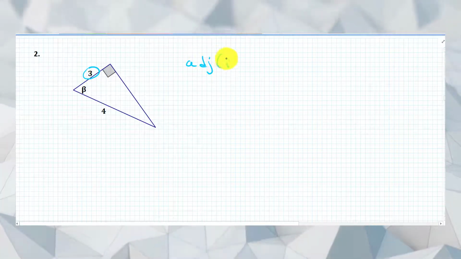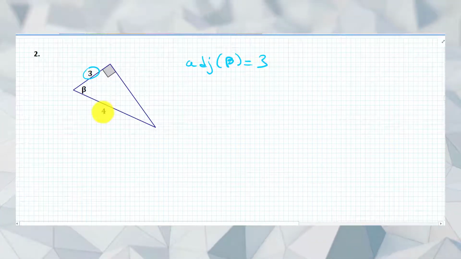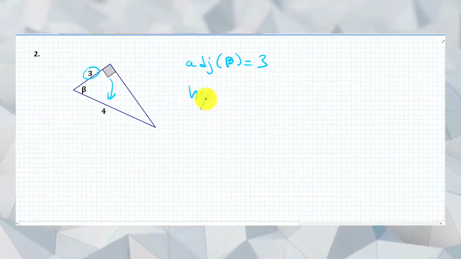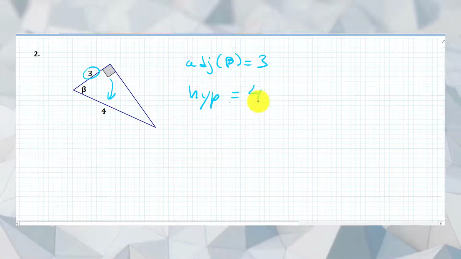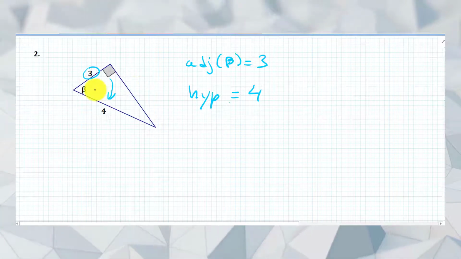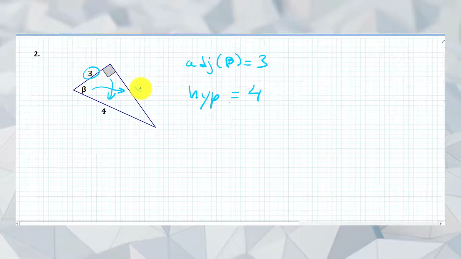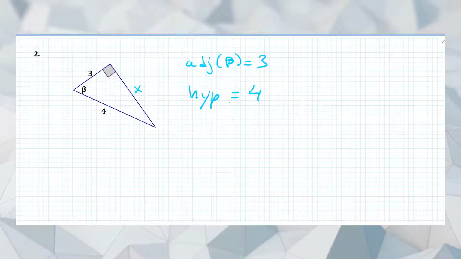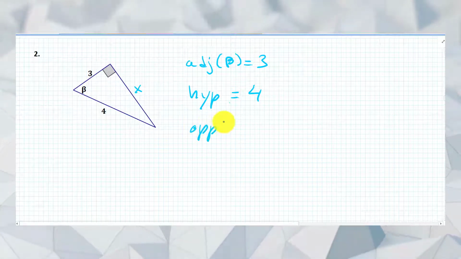The adjacent of beta is 3. And I'm given also the opposite of the right angle. That's just the hypotenuse in the right triangle. And this is 4. Now, what I'm not given is the opposite of beta. Let me call that x right here. And let's figure out x using the Pythagorean relation.